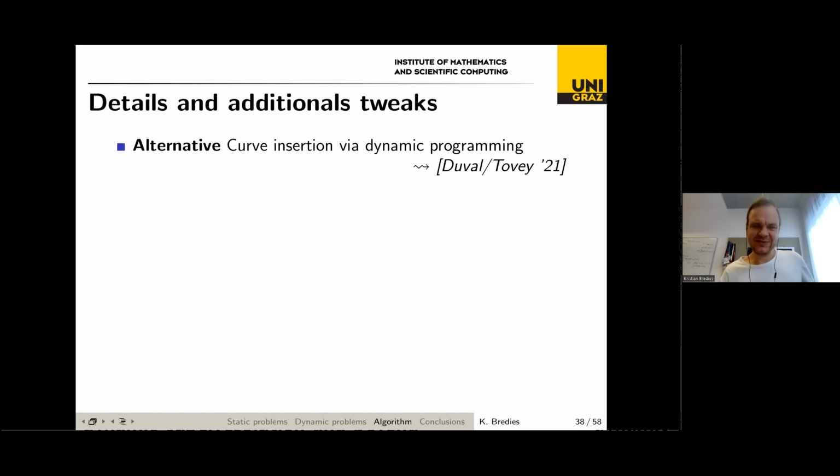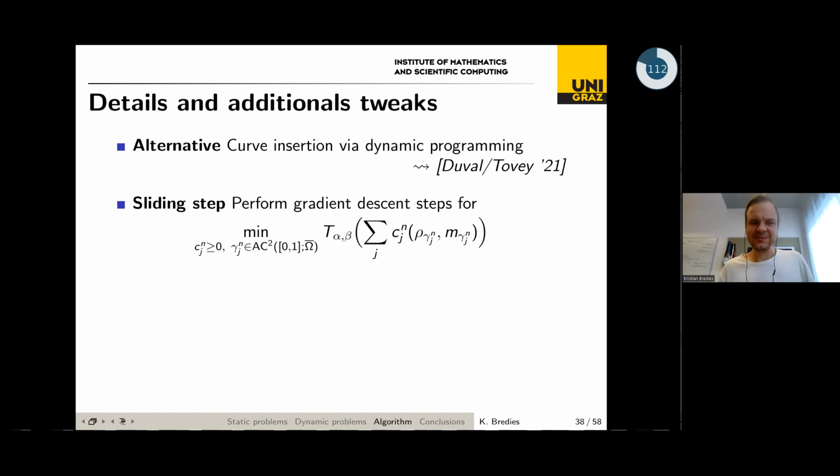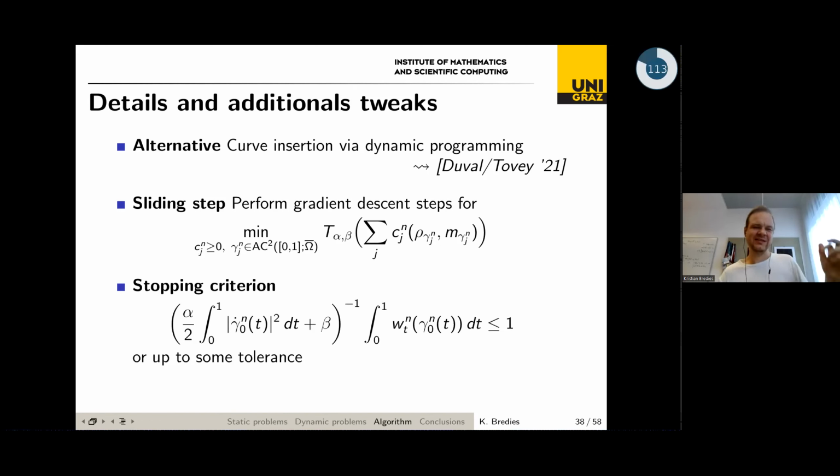There's also an alternative: you can try to solve this curve insertion problem via dynamic programming. This is in work that appeared just after we published this algorithm with gradient descent. You can also do what is called a sliding step. We also implemented that, which means you fix a point, and then you minimize not only with respect to the coefficient, but also with respect to the curves. So the curves can vary, and you can also do gradient descent there, for instance.